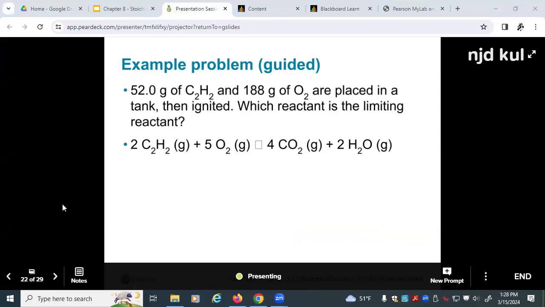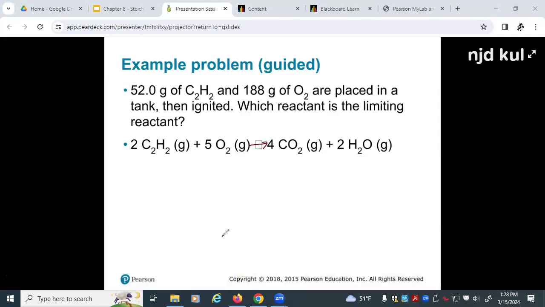So here we have a reaction between acetylene and oxygen. Acetylene reacts with oxygen to make carbon dioxide and water. The question that we have here is, what reactant is the limiting reactant? Now, for questions like this, where we are not concerned at all with yield, there are two ways to approach. One way to approach this problem is to take one of those reactants and turn it into the other reactant and compare it.